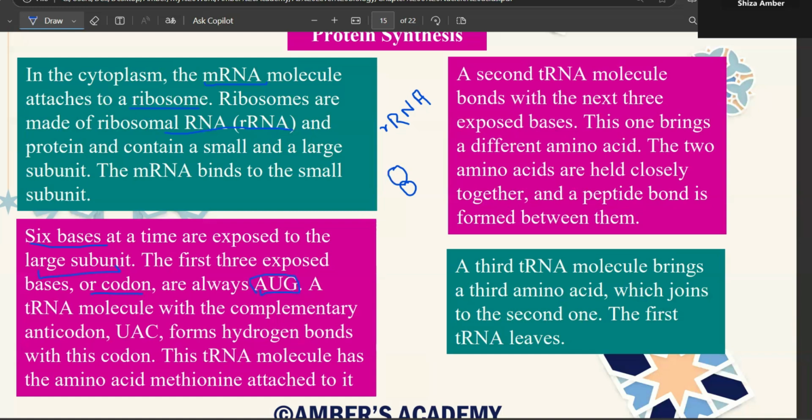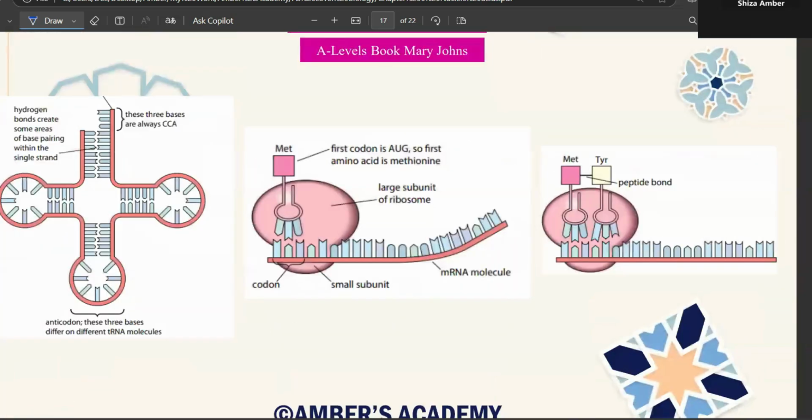Then your second tRNA molecule bonds with the next three exposed bases. This one brings a different amino acid, and these two amino acids are held closely together. And when amino acids bind with one another, they form a peptide bond. We have already established this from biological molecules. And then the third tRNA molecule brings a third amino acid, which joins to the second one, and the first tRNA leaves. I know it's hard to understand, but let's look at the picture.